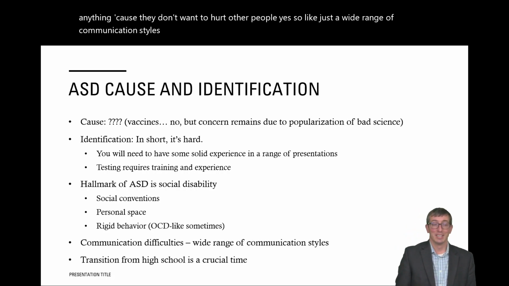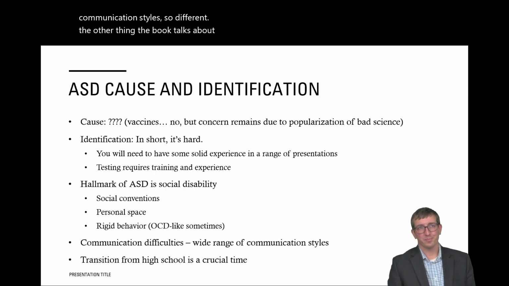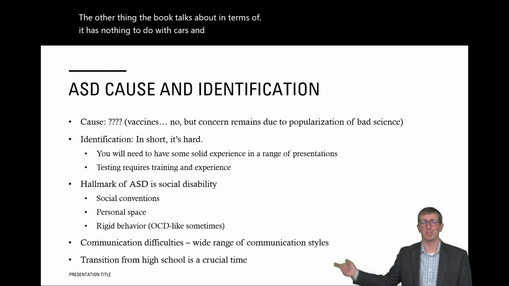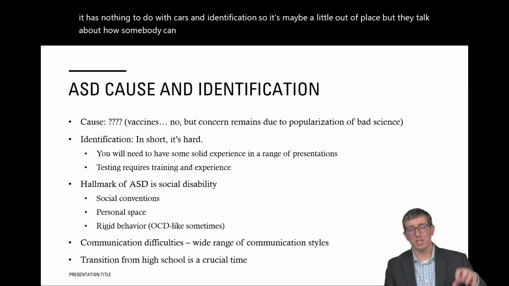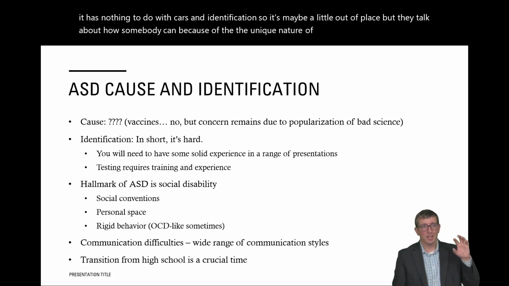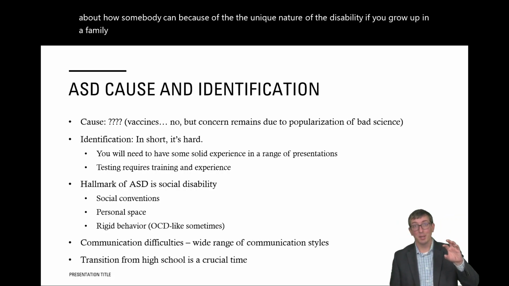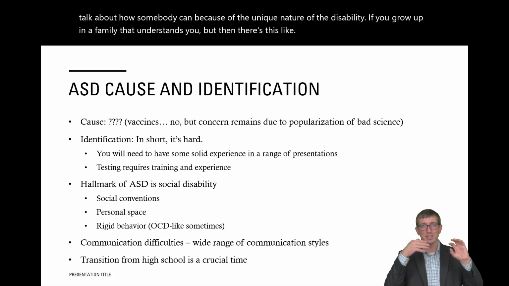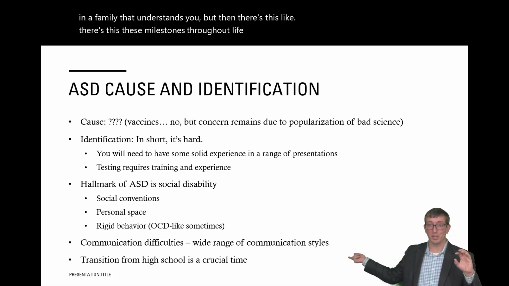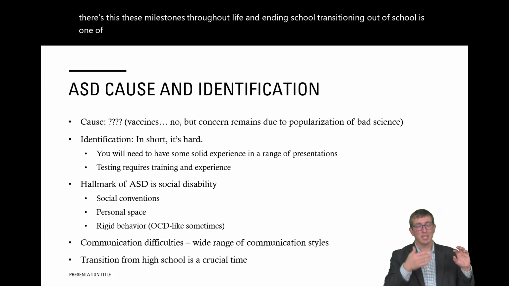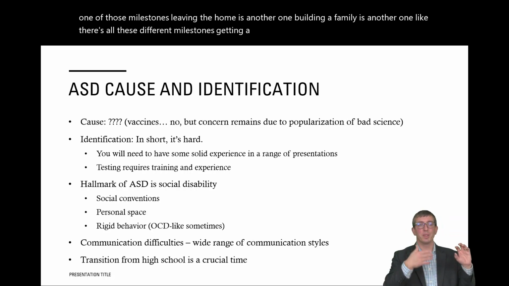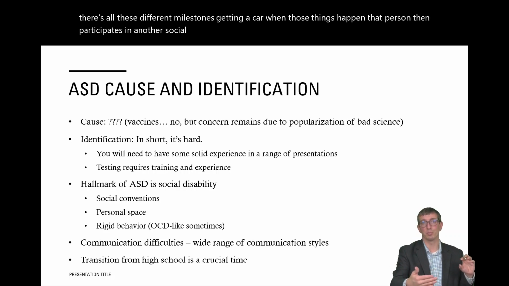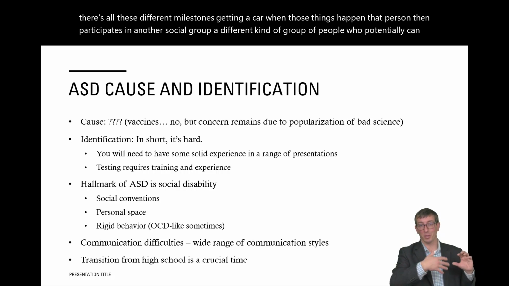The other thing the book talks about has nothing to do with cause and identification, so it's maybe a little out of place, but they talk about how, because of the unique nature of the disability, you might grow up in a family that understands you, but then there are milestones throughout life. Ending school, transitioning out of school, is one of those milestones. Leaving the home is another one. Building a family is another one. Getting a car. When those things happen, that person then participates in a different kind of social group, of people who potentially can misunderstand or not know them, as well as their immediate family.